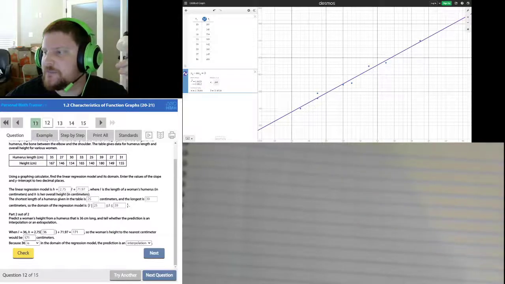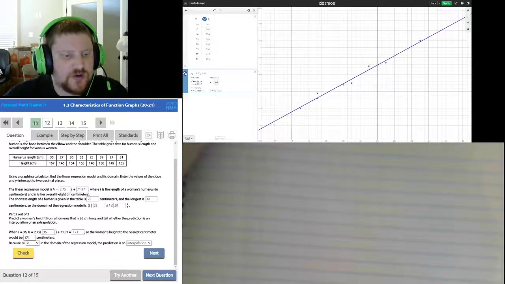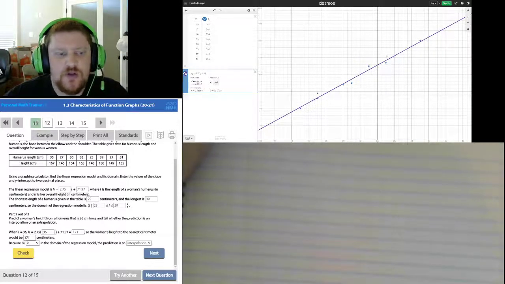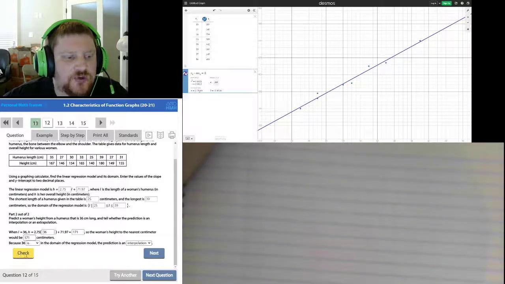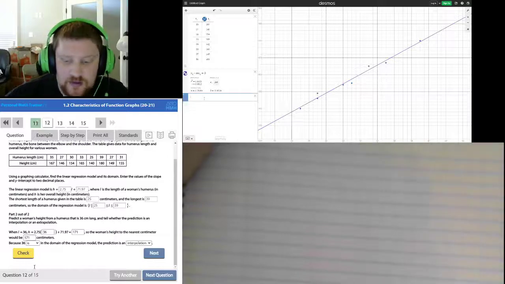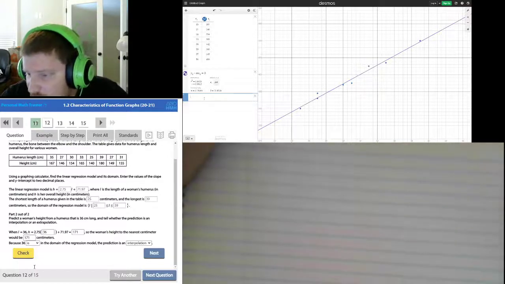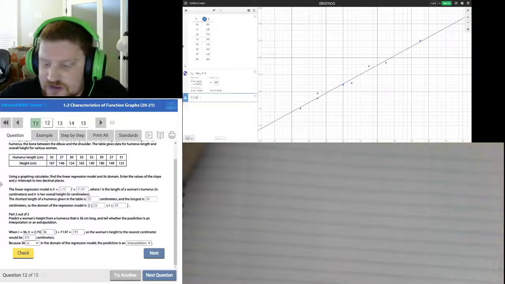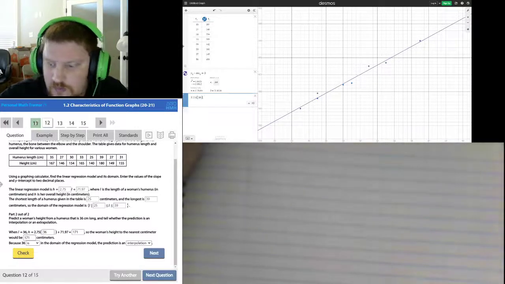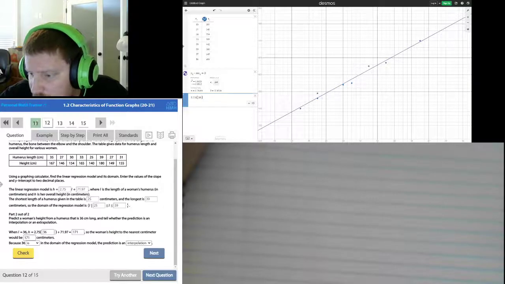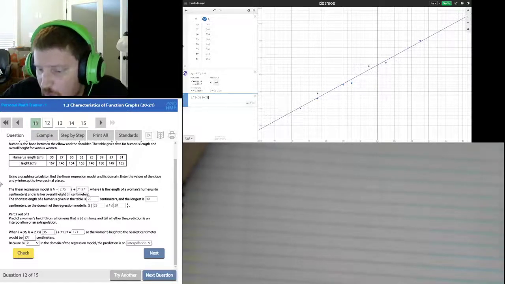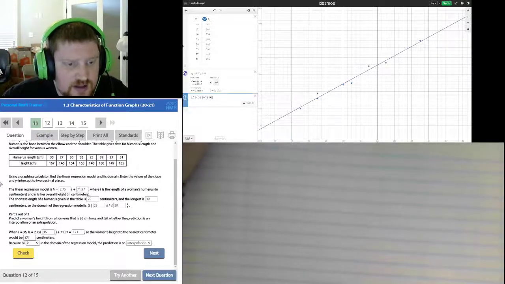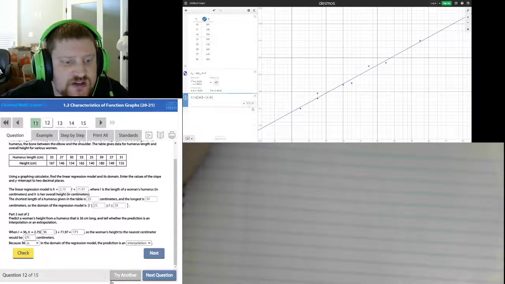I know what I did. So if we go to Desmos, the mistake that I made was I was using the full parameter here. They don't want that. They want us to just use the numbers that they had. So 2.75 times 36 plus 71.97 is 170.97.